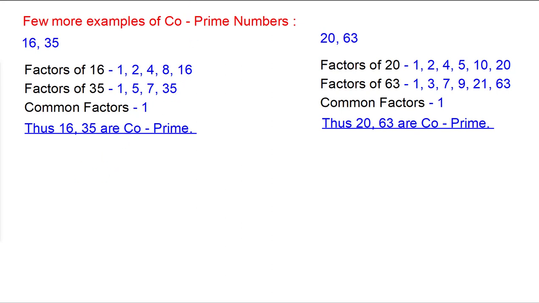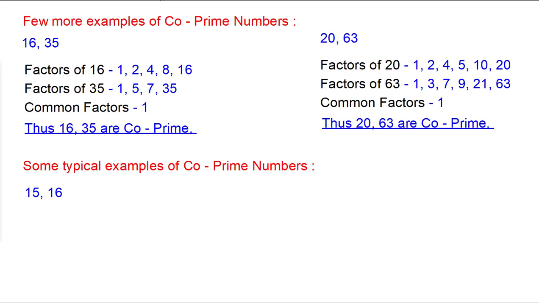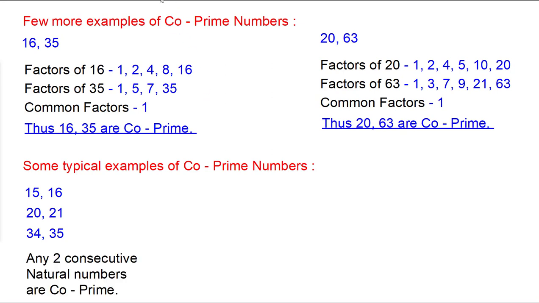Now there are some typical examples of coprime numbers. Let's start with the first one: 15, 16. Can I say 15, 16 are coprime numbers? Yes, they are coprime. After that, 20, 29 are also coprime. And 34, 35 also represent a pair of coprime numbers. So from this we can say that any two consecutive natural numbers are always going to be coprime.